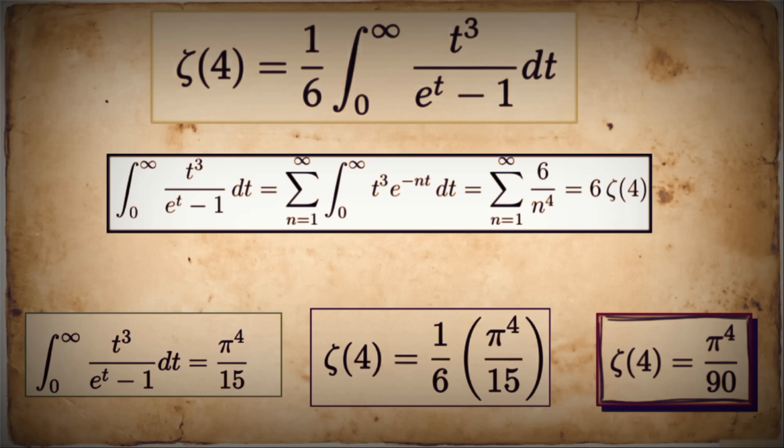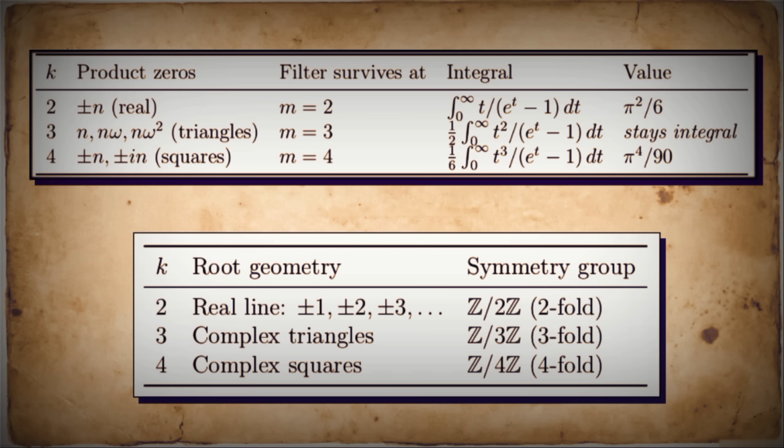The full result for all three cases, pi squared over 6 for k equal to 2, the integral for k equal to 3, and pi to the fourth over 90 for k equal to 4, all emerge from the same single derivation. The only difference between them is the symmetry of the zeros. Twofold and fourfold symmetry allow the function to connect to elementary functions through which pi enters. Threefold symmetry does not.